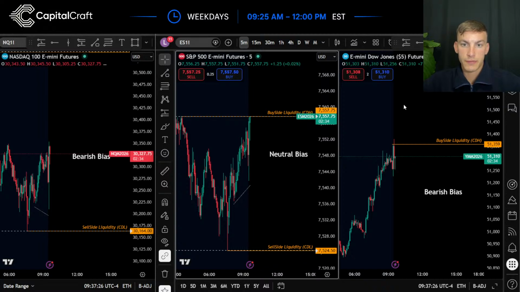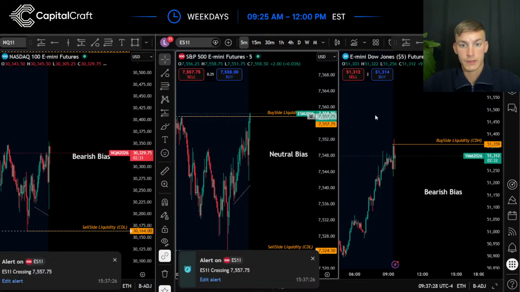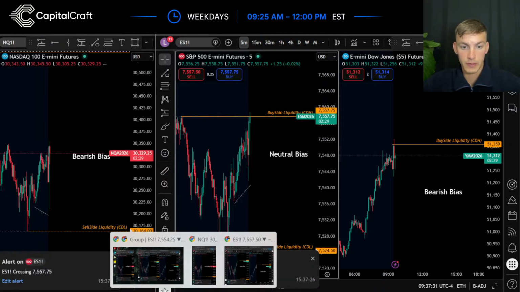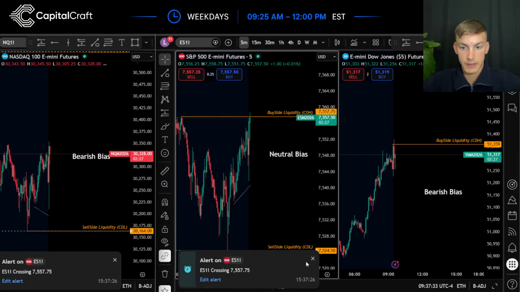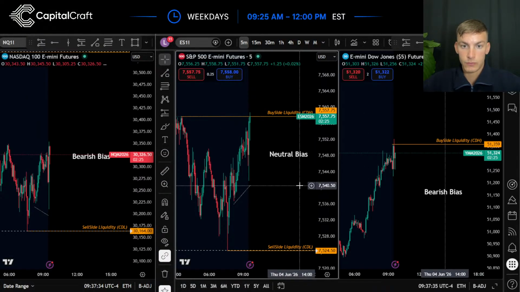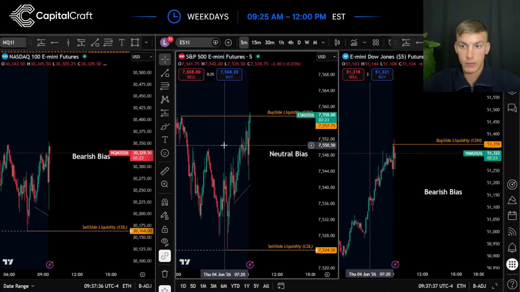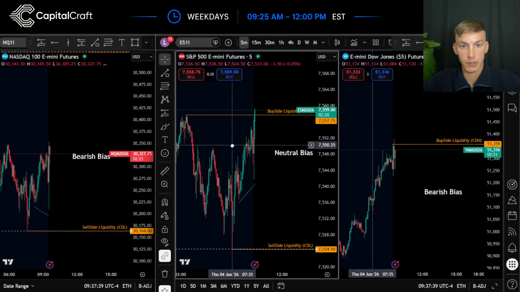Okay, so S&P's pushing up. We've just seen the S&P form its high of day. We've seen buy side now raided. Just going to remain patient, see exactly what price wants to do at that specific level.